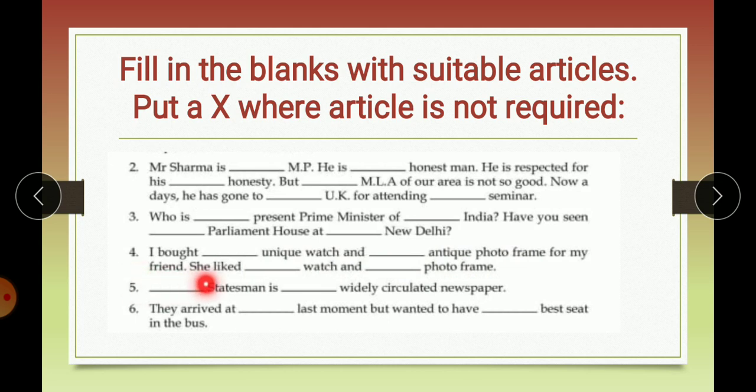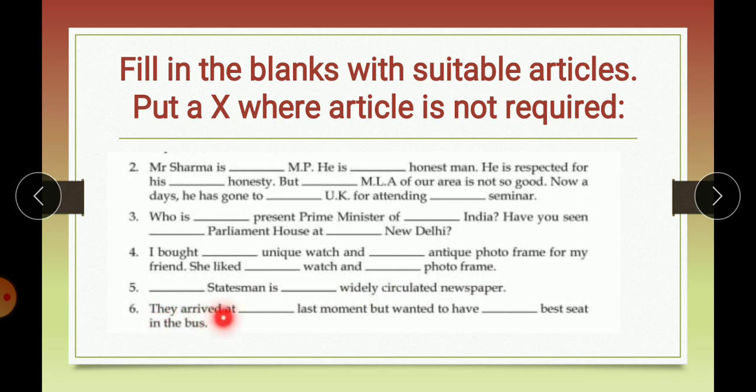She liked the watch, because here we are using the word watch second time. So it is the watch and the photo frame, because photo frame also we are using for the second time. Fifth one, the statesman. Statesman is a name of the newspaper. So the statesman is a widely circulated newspaper.